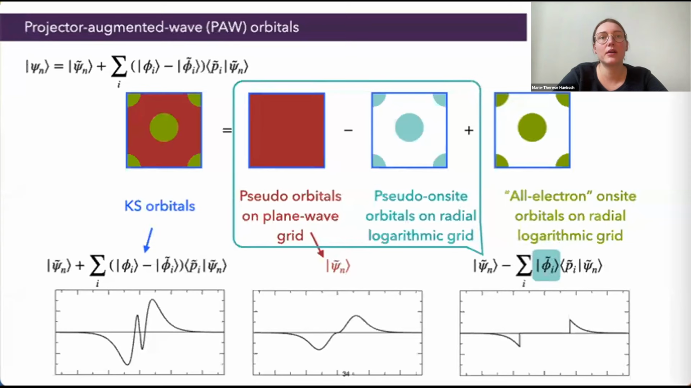This decomposition can be achieved for all relevant quantities. So it is possible to decompose the Kohn-Sham orbitals like we saw here, but then also the densities, local operators, energies, and even non-local operators can be decomposed.